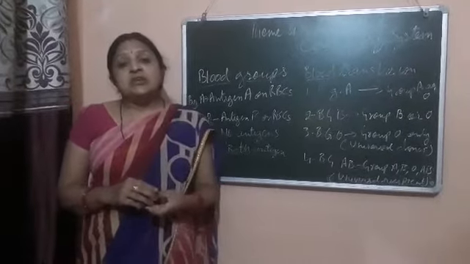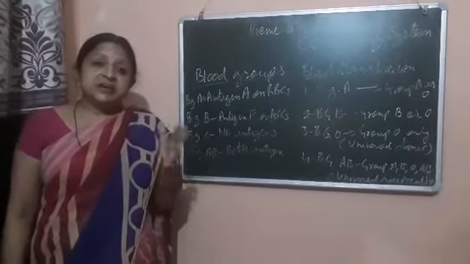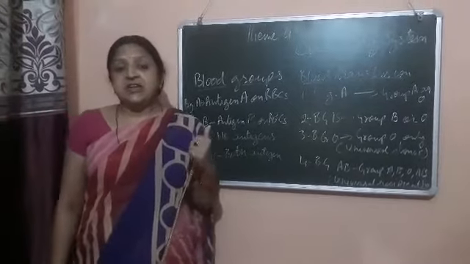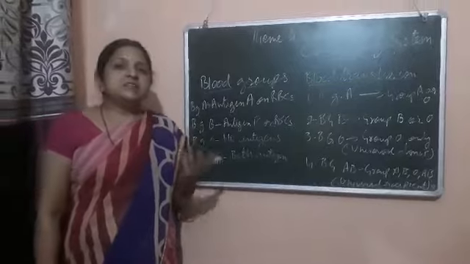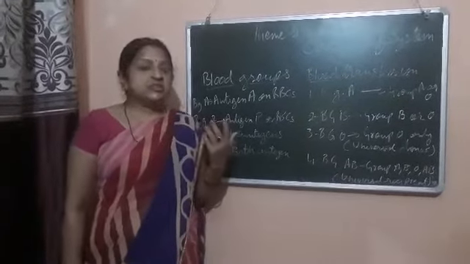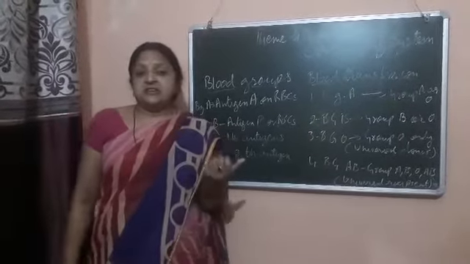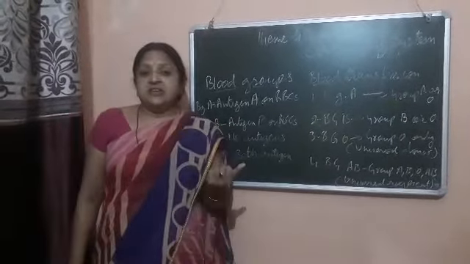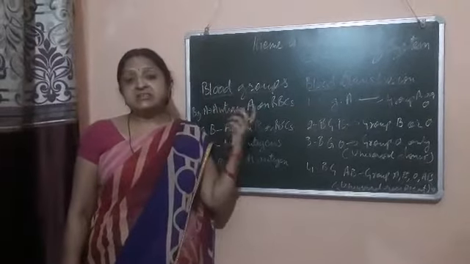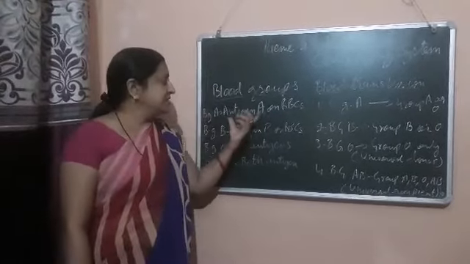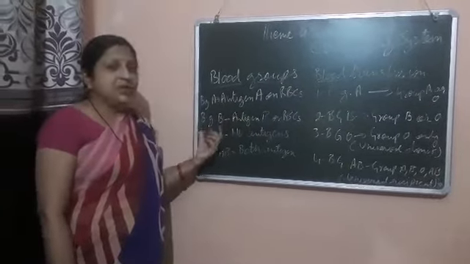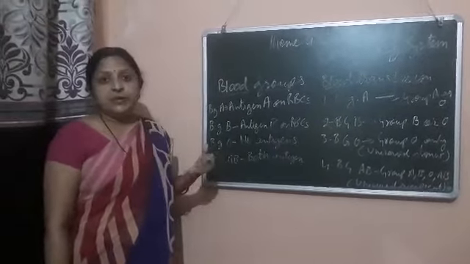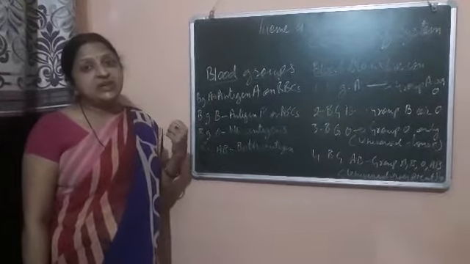At the same time, some antigens are also present in the blood. On the basis of the presence or absence of antigens, our blood is divided into 4 groups. Karl Landsteiner is the name of the scientist who researched these blood groups, and he divided the blood into 4 groups: blood group A, blood group B, blood group O, and blood group AB, on the basis of the presence or absence of antigens.